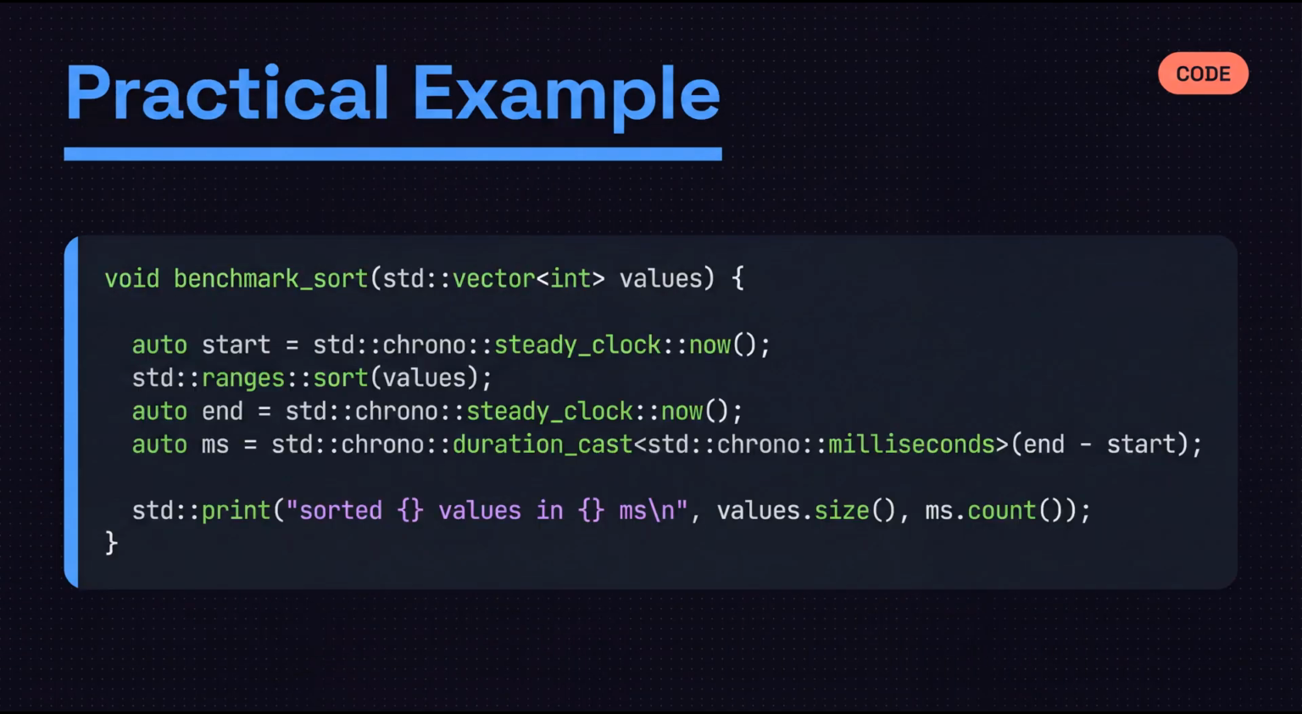A practical benchmark function. benchmark_sort takes a vector by value, captures the start time from steady clock, sorts the vector with ranges::sort, captures the end time, computes the duration in milliseconds, and prints the result with std::print. This is the pattern you'll use for any quick timing measurement. Capture before, do work, capture after, compute the difference, format the output. Steady clock ensures the measurement isn't affected by system time changes. Duration_cast ensures the output is in a human-readable unit.